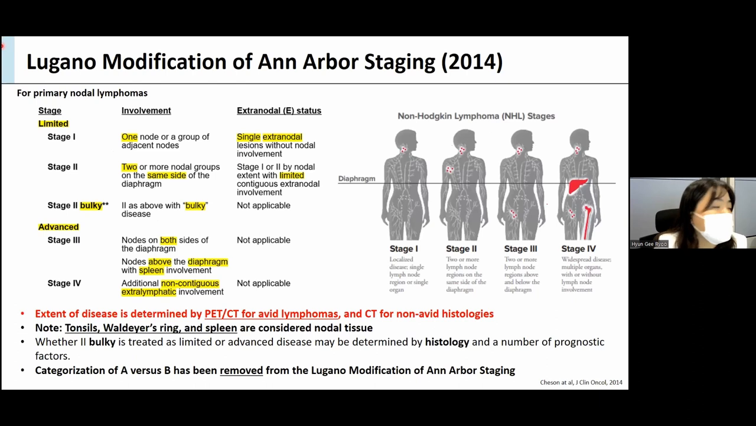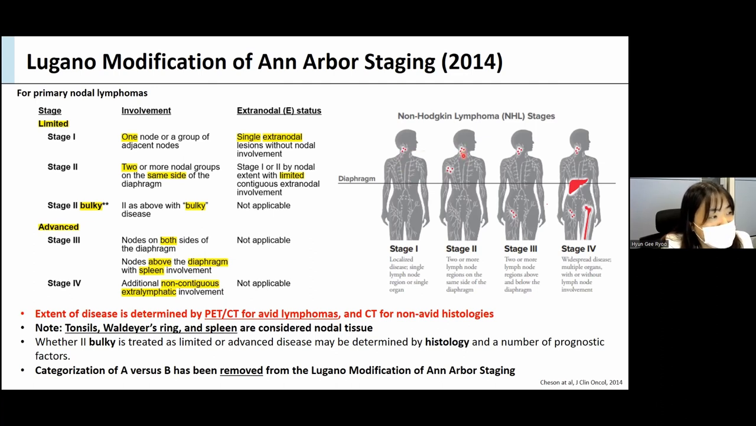I would like to introduce the Lugano modified Ann Arbor staging system for lymphoma, which was introduced in 2014. This is very similar to the staging system which I explained in the previous slide, but it has a little bit of difference from the previous staging systems. We can divide the staging of lymphoma involvement into four stages. If there is only one node or one group of nodes, we can say it is stage one lymphoma.